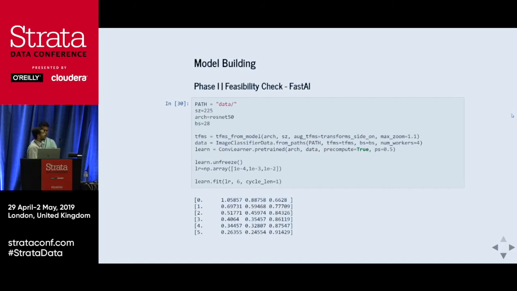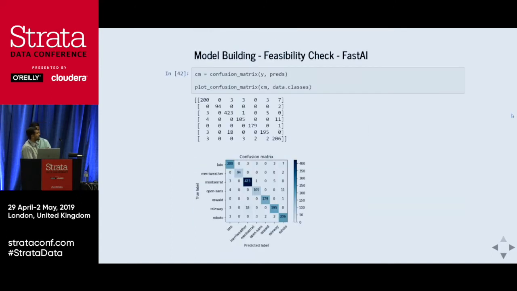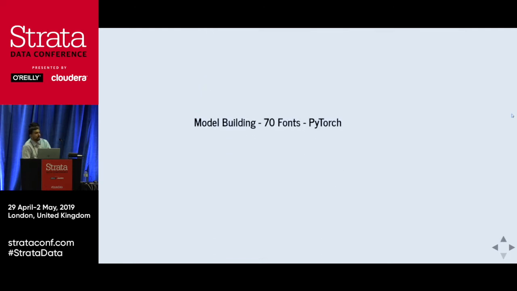So with this, we know that with 6 epochs, we are looking at 92% accuracy. And the confusion matrix looks something like this. This was just for 6 font classes, and it looks promising. You see that most of the time it works. And with this, we set out to build the next set of full-blown models for all the 70 fonts.